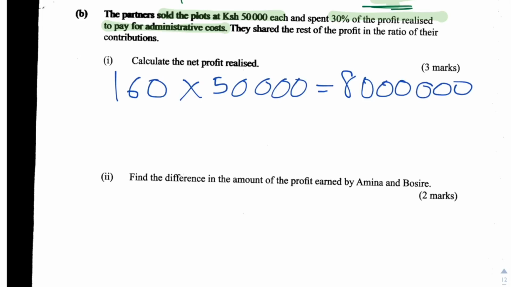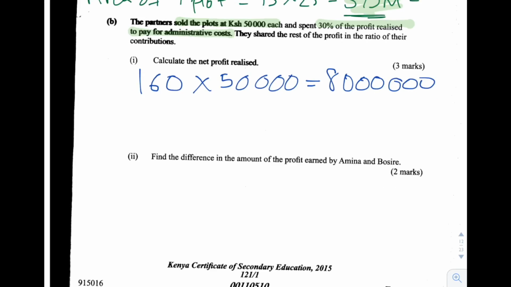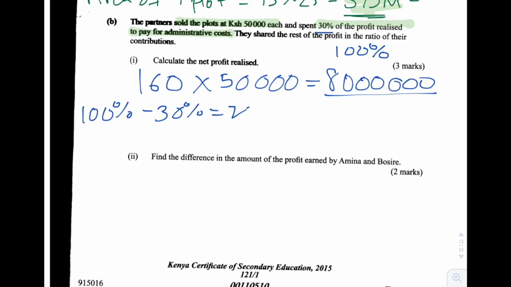But then we're told that they spent 30% of the profit to pay for administrative costs. So if they spent 30% on administrative costs and this 8 million is 100% of the profit, then what they would have left is 100% take away 30%, which is 70%. So to find out the net profit, that would be 70% or 0.7, because we know that a percentage can be represented as a decimal, times 8 million.